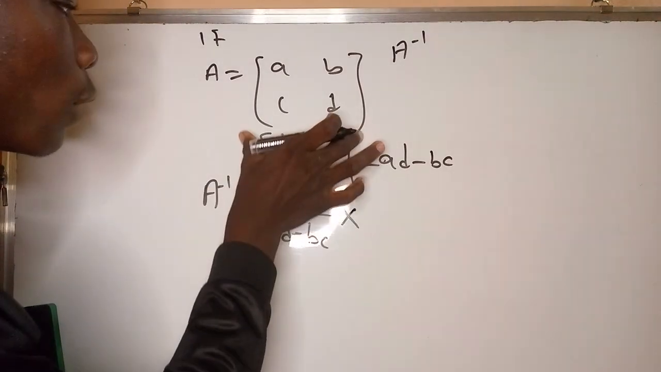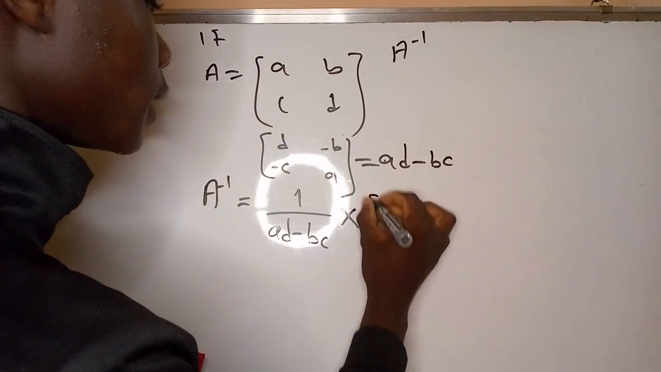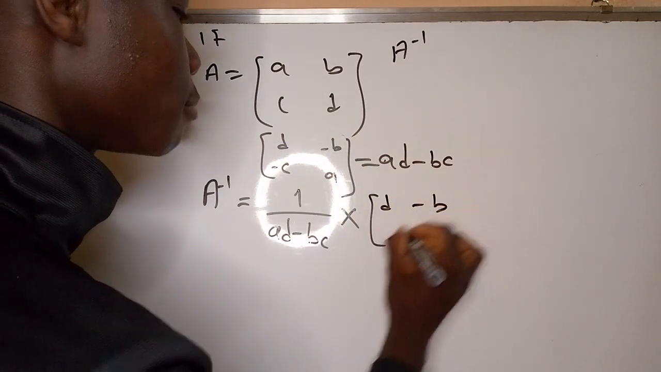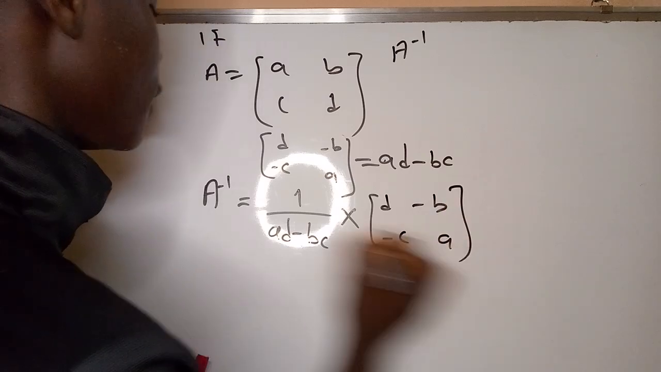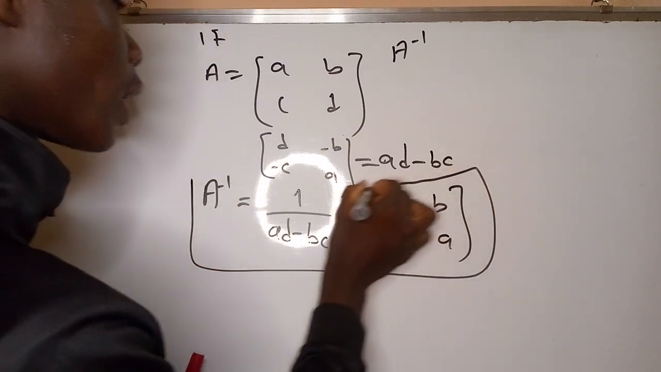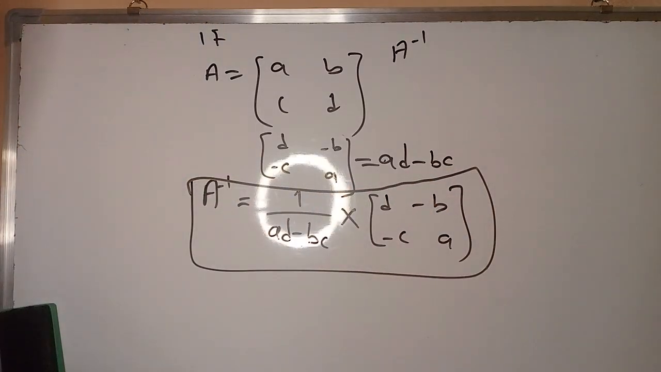this matrix, which is d, minus b, minus c, and a. So therefore, this is the general formula that you can use to find the inverse of a 2 by 2 matrix.